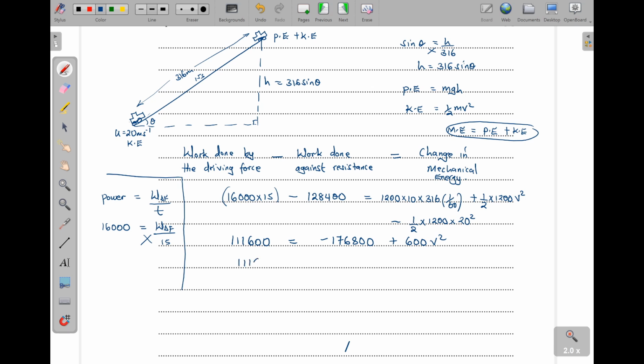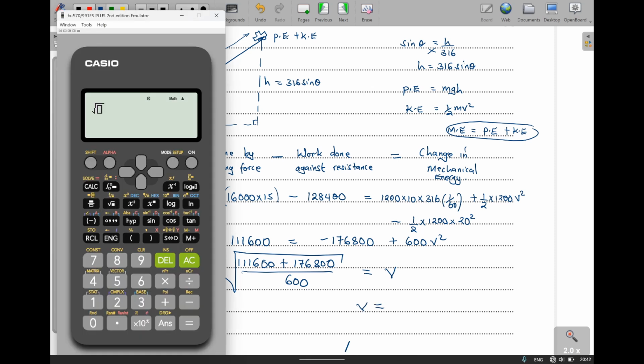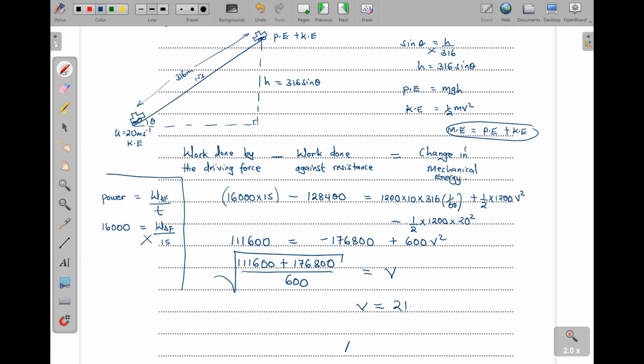So we make this the subject of the formula. So we shall have 111,600, then plus 176,800. Then we shall divide by 600. Then after we take the square root, this will give us the value of V. So therefore, what is the value of V? Square root of 111,600 plus 176,800, and then we divide by 600. And then we get our answer as 21.9 meters per second to 3 significant figures.